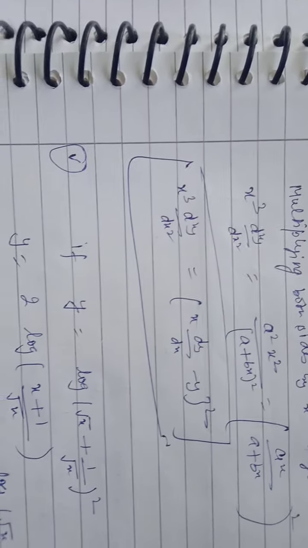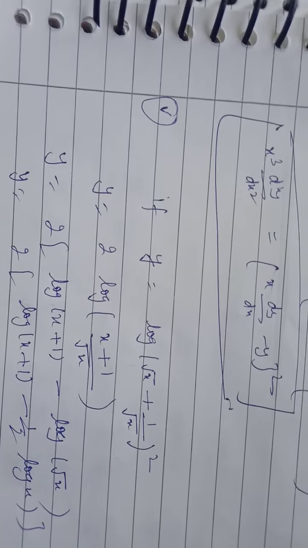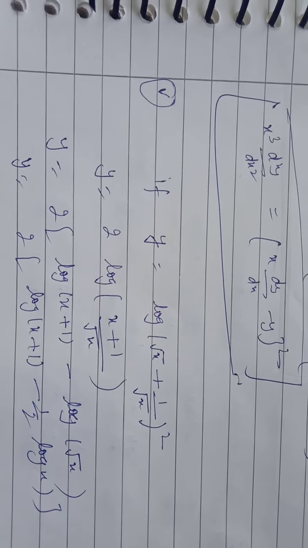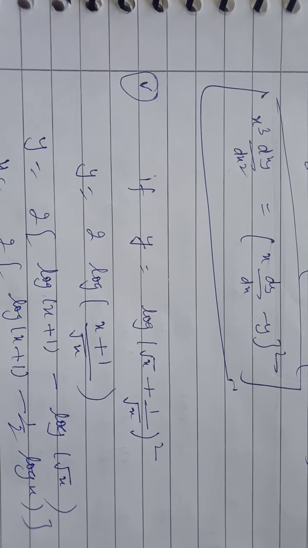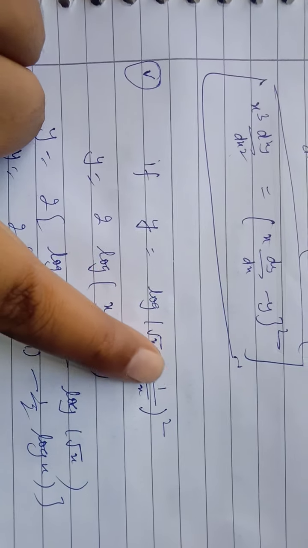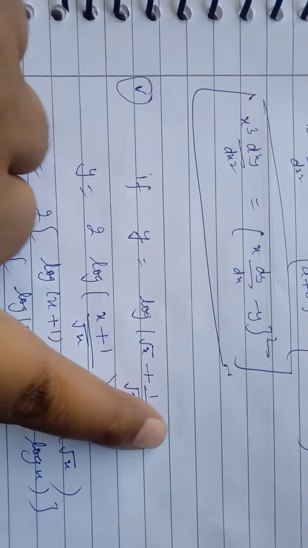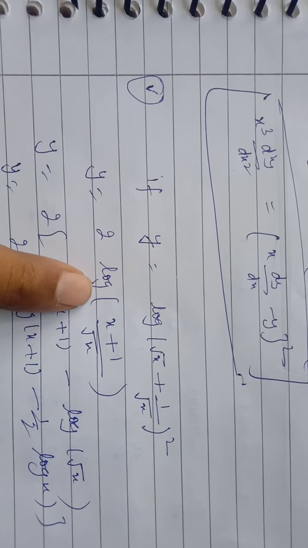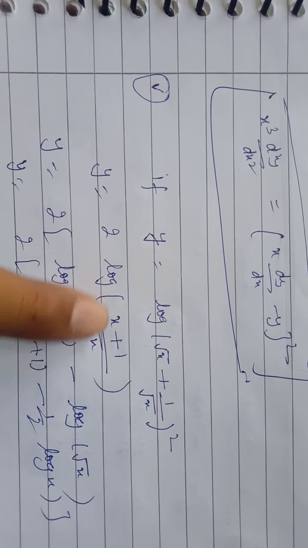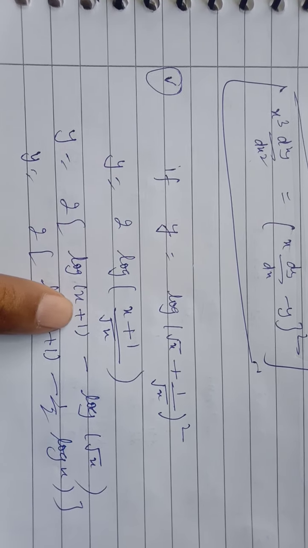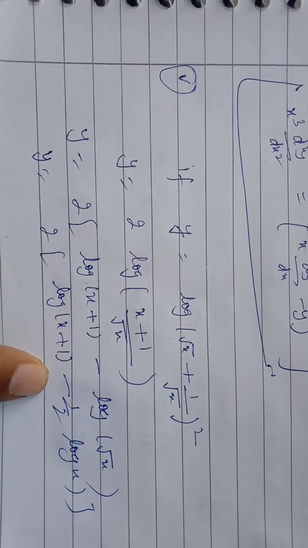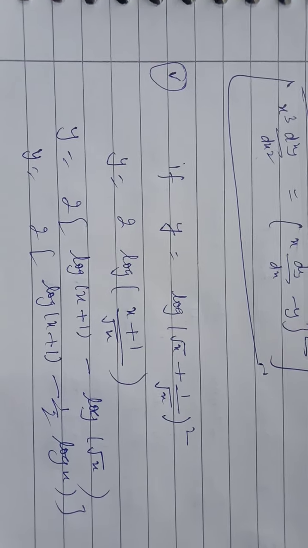And its fifth part again has a great difficulty level. If y is equal to log of (root x plus 1 by root x) whole square, taking 2 ahead, due to the property of log, it is log of x plus 1 upon root of x, and log of a by b is log of a minus log of b. Again this power 1 by 2 comes ahead, and this will open up.